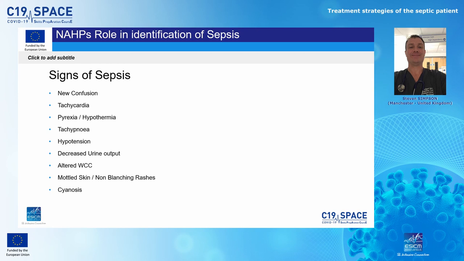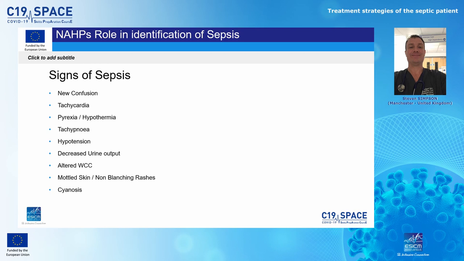Patients may be tachycardic with a raised heart rate. They may have a temperature over 38.3 degrees and have rigors. They may be cold. They may be hypothermic with a temperature less than 36 degrees. Patients may often be tachypneic with a raised respiratory rate, may be greater than 20-24 breaths per minute. Patients may have a low blood pressure and be hypotensive with a systolic blood pressure less than 90.